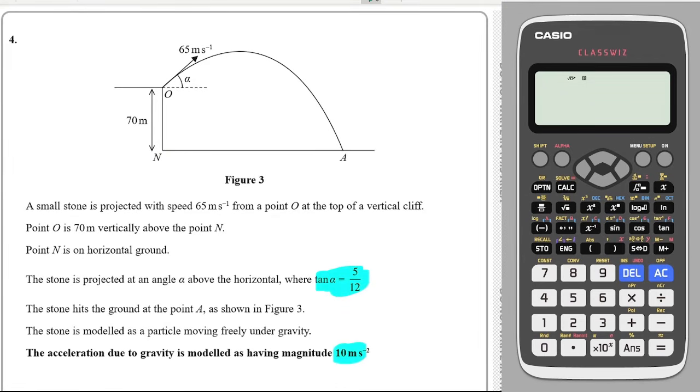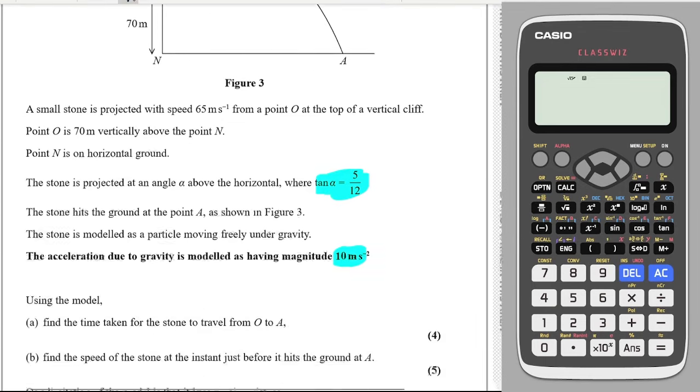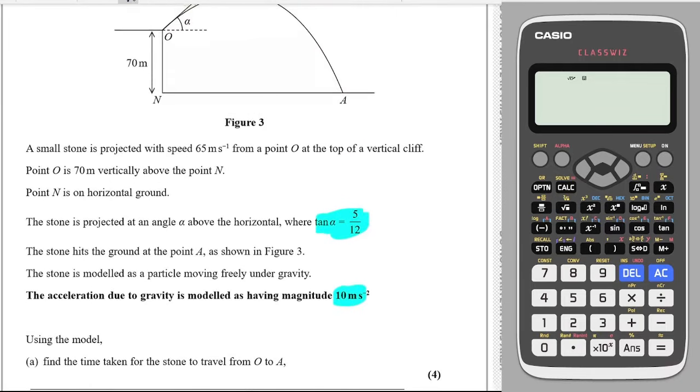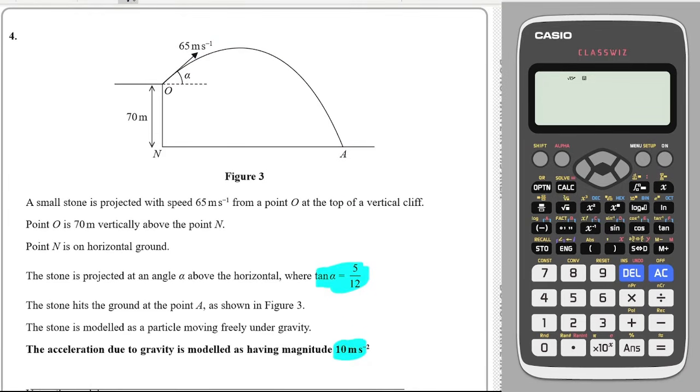Okay, projectiles question. All the information is on the diagram apart from these two main points here. And the first question asks us to find the time taken for the stone to travel back to the ground, essentially. So I'm going to look in the y direction, the vertical direction, and I'm going to set up SUVAT: S, U, V, A, and T.